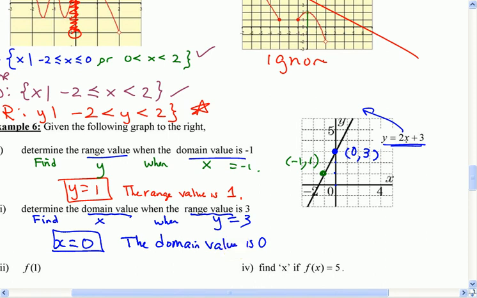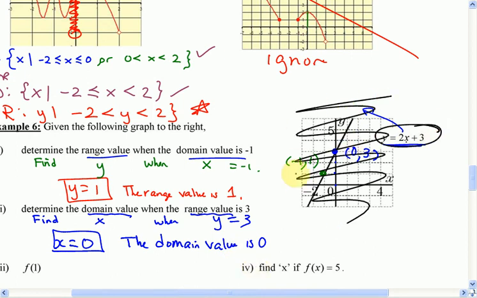Okay, ladies and gentlemen, Suleiman said, can we do this numerically without the graph? Yes, you can. Watch. Let me erase this. Here's your equation. Suleiman, you said find x when y equals 3. So wherever you see y, replace it with 3. And then you have to use algebra to solve for x. Let's subtract 3 on both sides, right? So what's 3 minus 3? 0. 0 equals 2x. What do we do next? Divide by 2. What's 0 divided by 2? 0. There you go. Same answer.